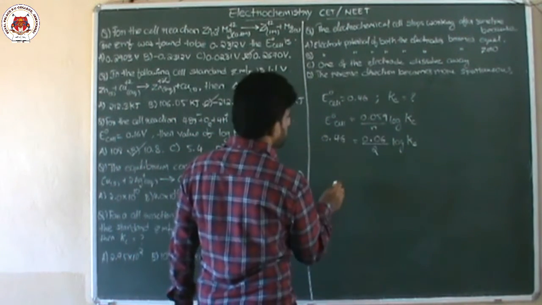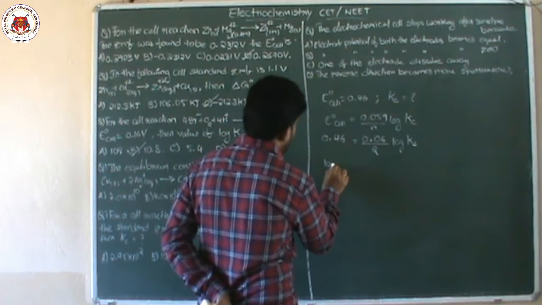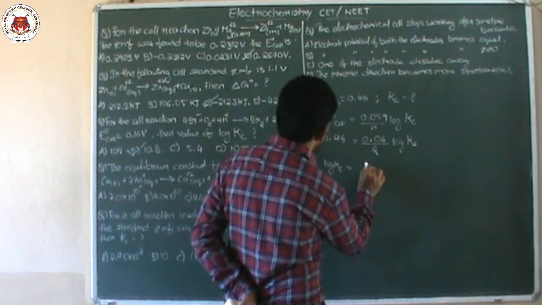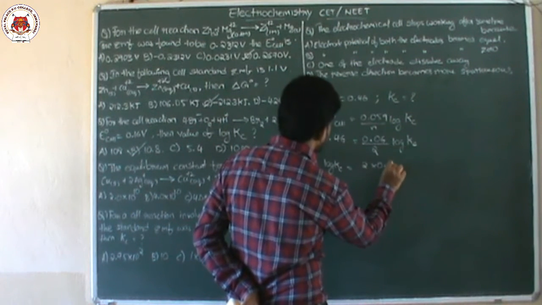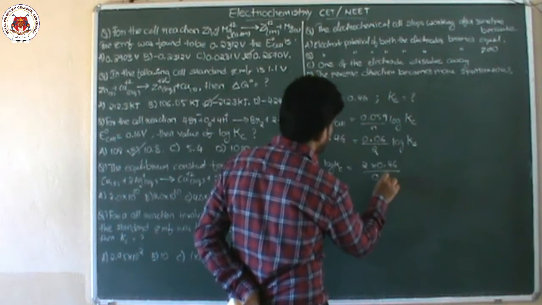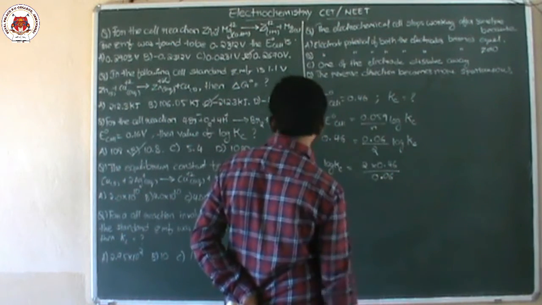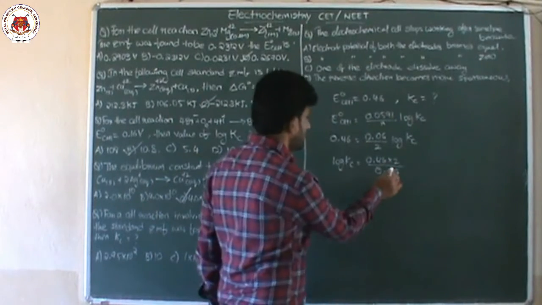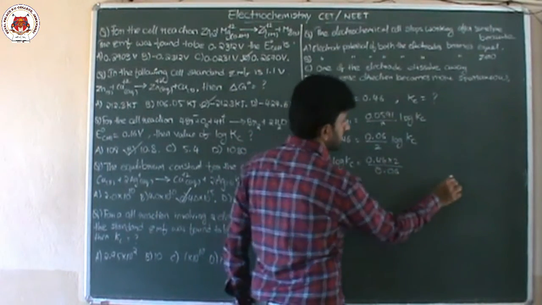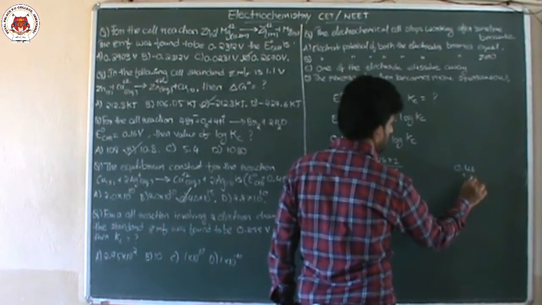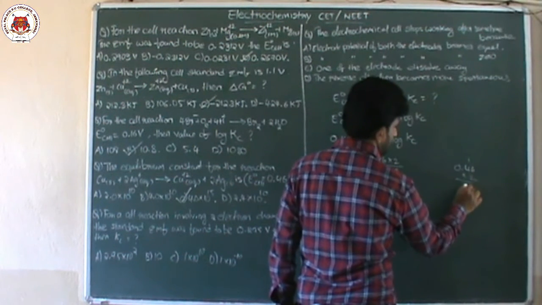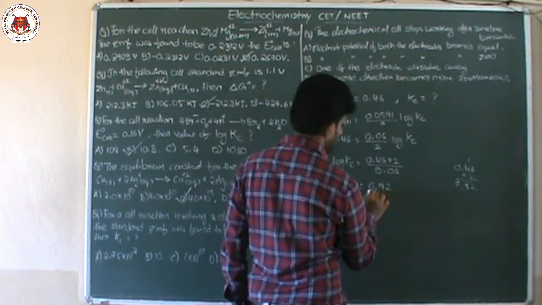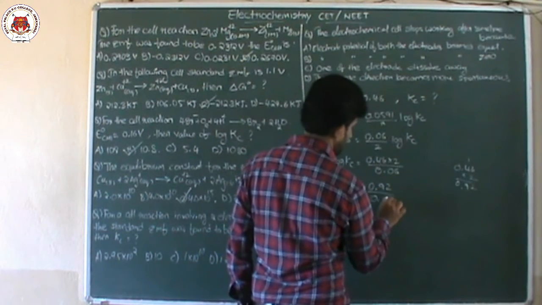Now this one, I will write log Kc will be equal to 2 into 0.46 divided by 0.06. Now you see all the answers. Multiplying this, 0.46 into 2 gives 0.92. So it is 0.92 divided by 0.06.